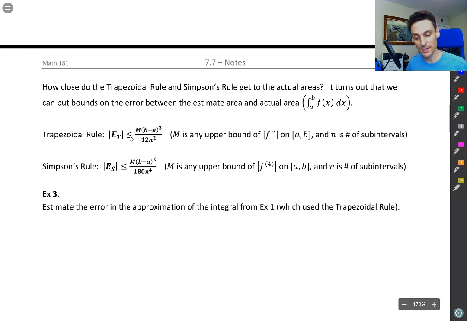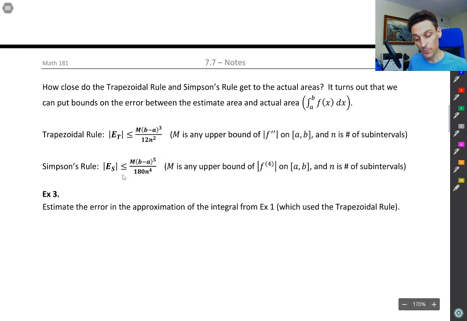We can say that this is less than or equal to this M thing, which we'll talk about in a moment, times the interval width, b minus a to the third power, all over 12 times n squared, where n is the number of subintervals. Now M, it says, is any upper bound on the absolute value of the second derivative of f on our interval from a to b. So that's what this M business is right here.